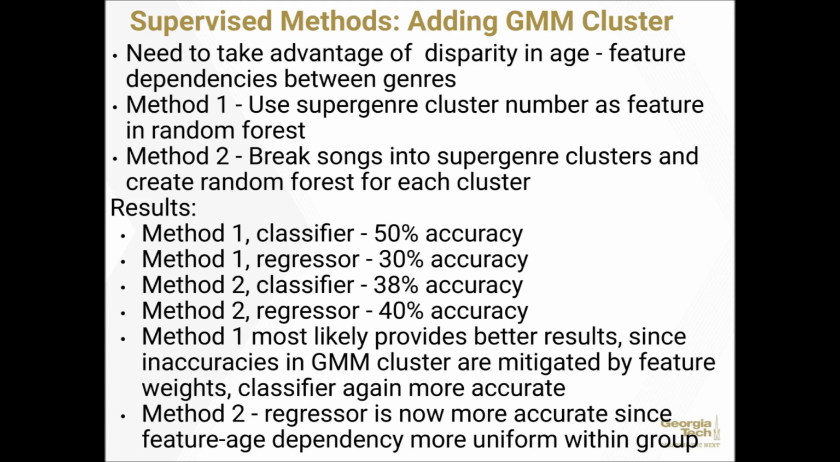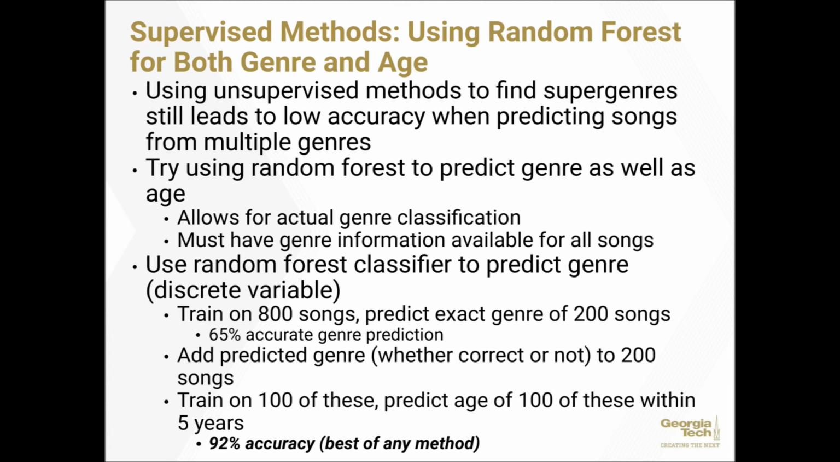Method 1 most likely provides better results, since any inaccuracies in the GMM cluster number are mitigated by feature weights within the decision trees. In the second method, the regressor was now the more accurate type of tree, since feature age dependency is more uniform within genre supergroup. Finally, we used a random forest to predict both genre and age.